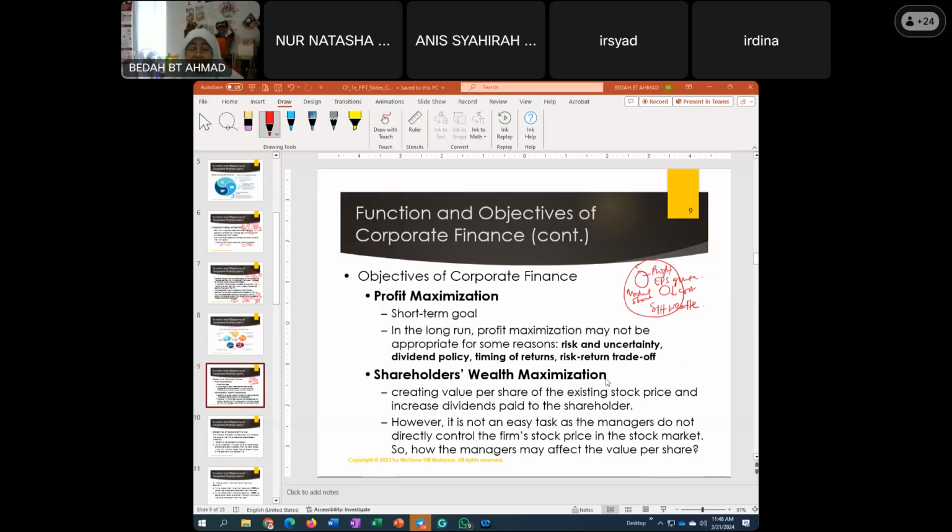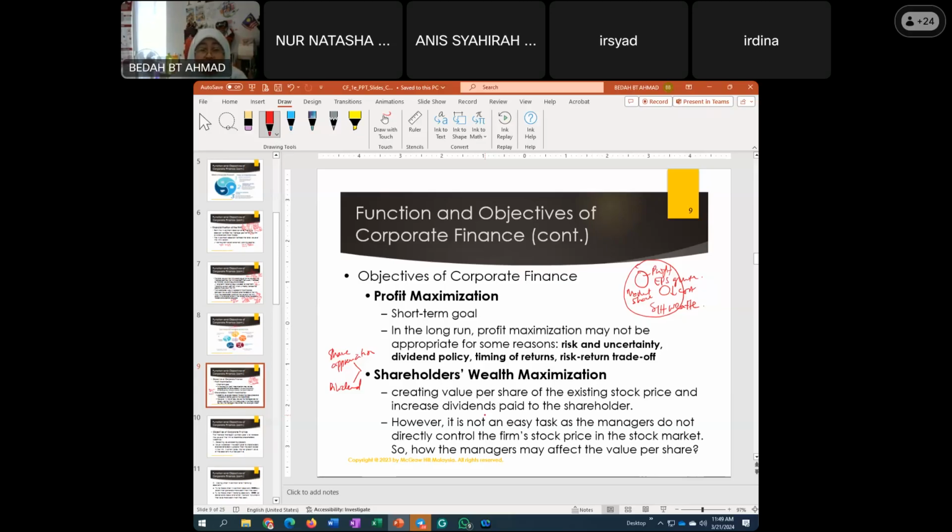Okay, so what is shareholders' wealth maximization? This is actually creating value per share for the existing stock price and increasing dividends paid. As mentioned earlier, shareholders are expecting share appreciation in their share price. Okay, another one is dividend. So there are two types of investors or shareholders.